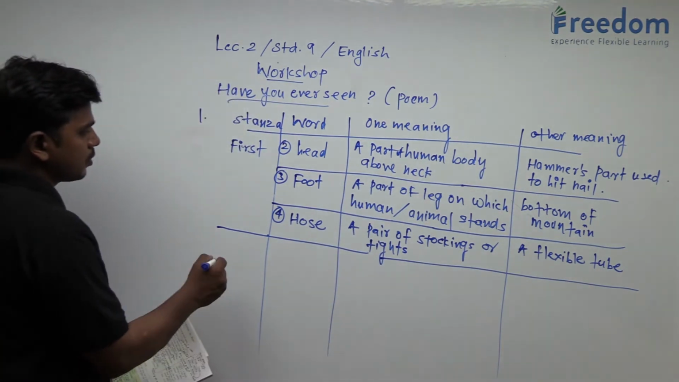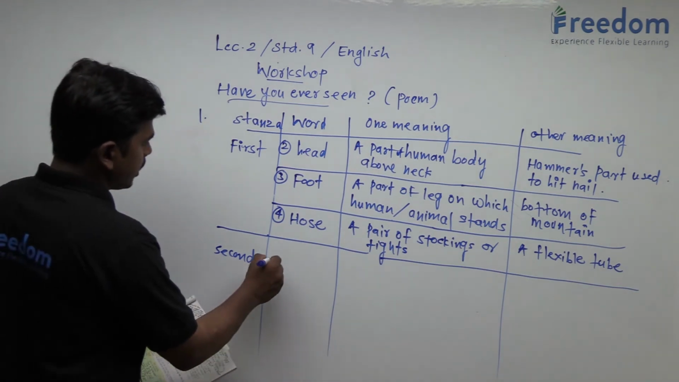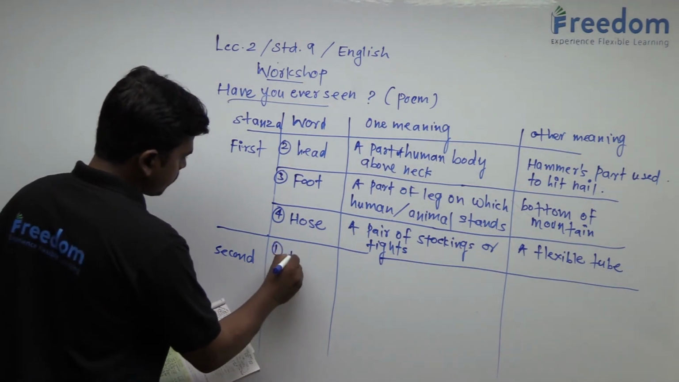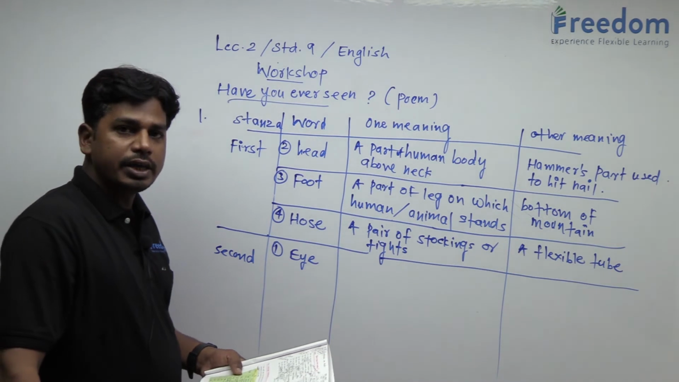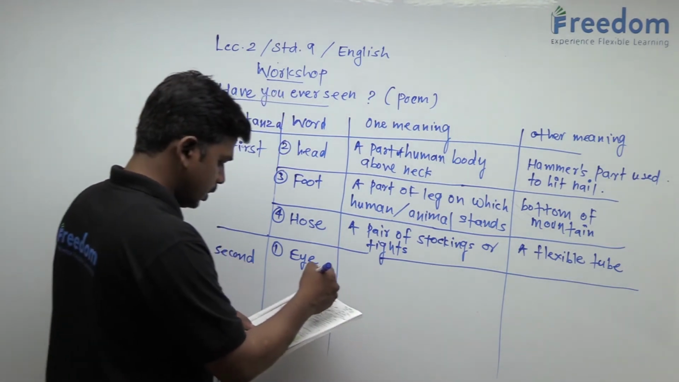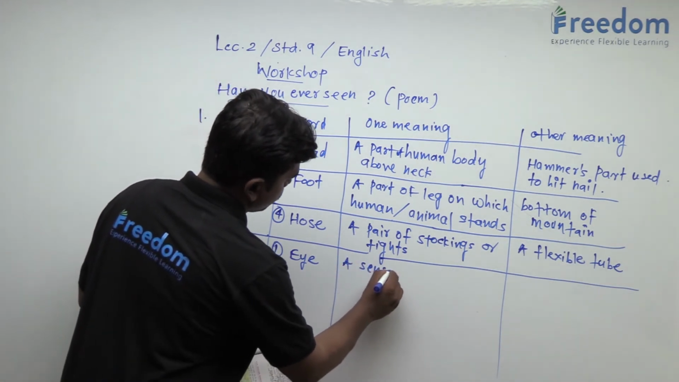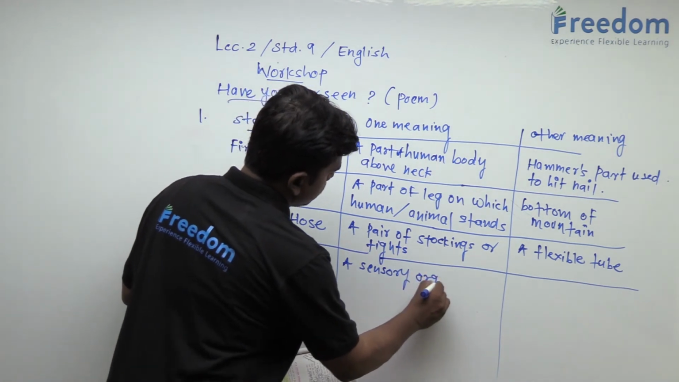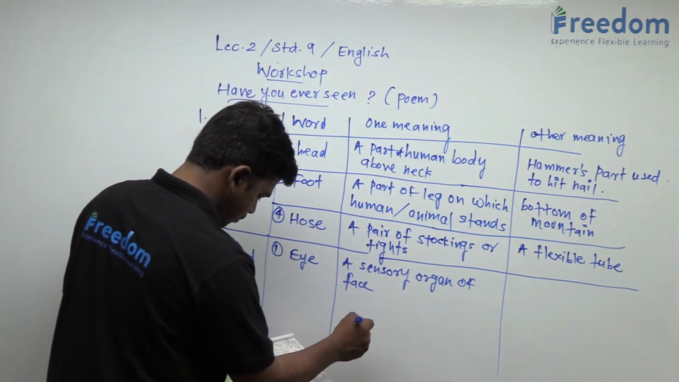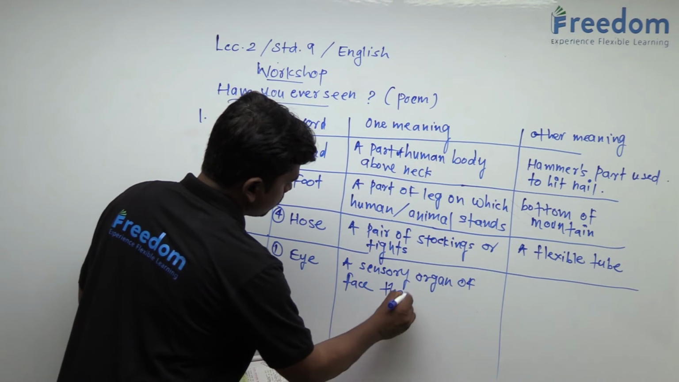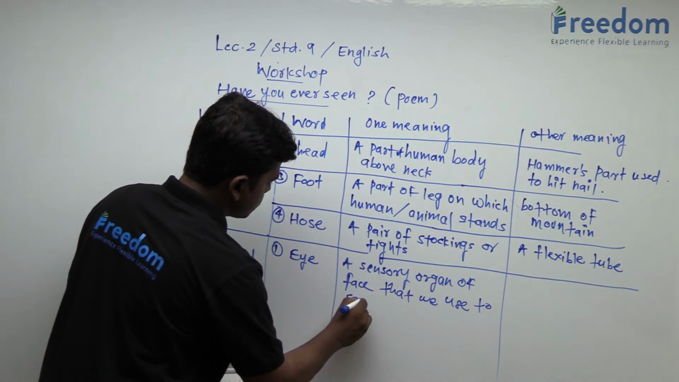Now let us move towards stanza 2, the second stanza. The first word that we get is eye. So what is an eye here? An eye is a sensory organ of the face that we use to see the things.